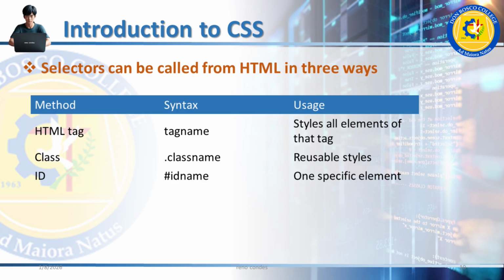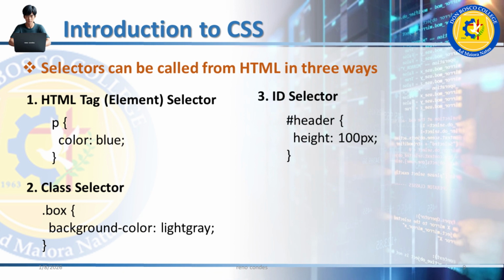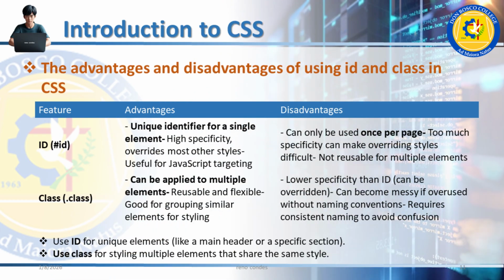Selectors can be called from HTML in three ways. First, by using the HTML tag, element, selector. Second, by using the class selector. And third, by using the ID selector. Please observe carefully how the selectors are used and called. Using IDs and classes in CSS has both advantages and disadvantages.